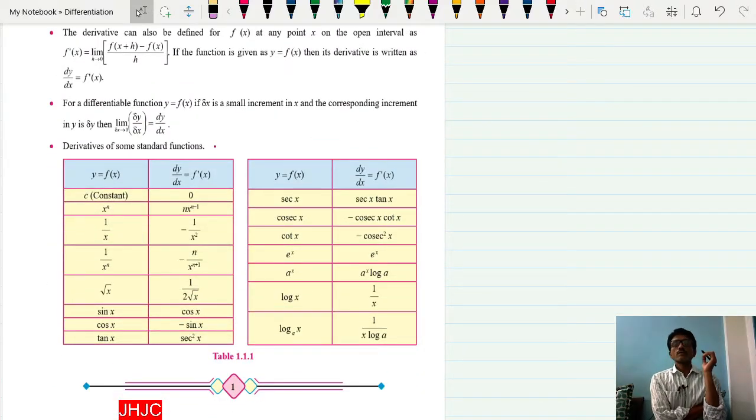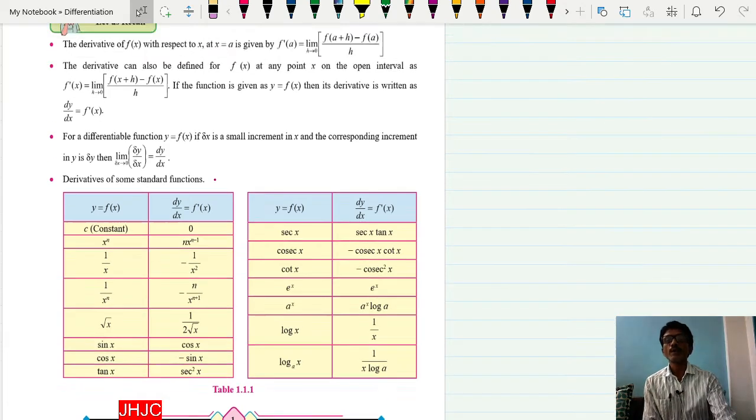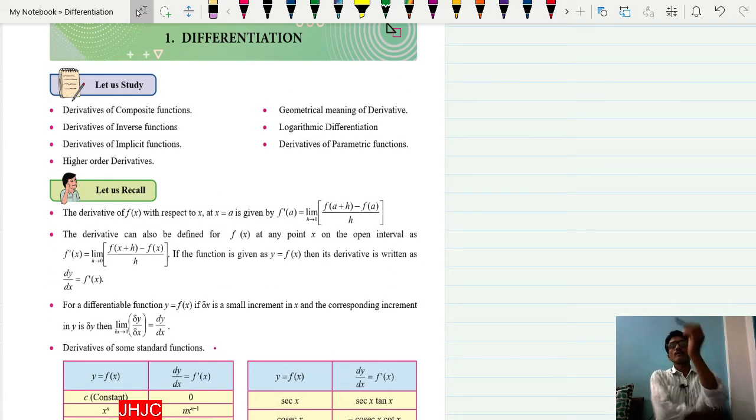हेलो फ्रेंड्स, वेलकम इन मैथ्स क्लास। इस वीडियो में हम डिफरेंशिएशन टॉपिक, मैथ्स पेपर 2 ऑफ 12th स्टैंडर्ड, वी आर गोइंग टू स्टार्ट इन दिस वीडियो.